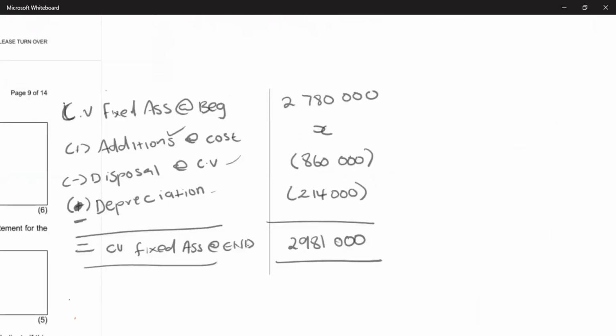Now, when you're familiar with these formulas, or when you've mastered them, any type of question relating to them, whether it's calculating your proceeds from disposals or your additions at cost, will be easy for you, as long as you know the formula.